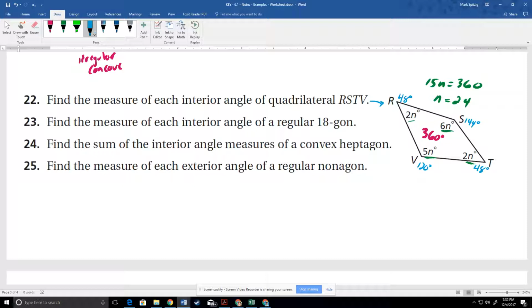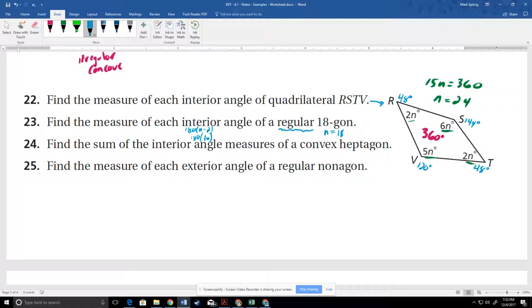Okay. Find the measure of each interior angle of a regular heptagon. So a heptagon is n equals 18. It is regular, so I know all the angles are congruent. I know that all the interior angles add up to 180 times n minus 2. In this case, 18 minus 2. So 180 times 16.